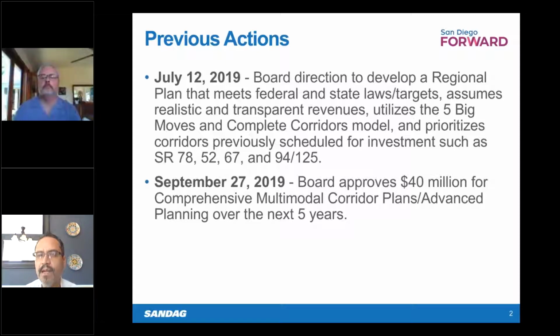Then in September of 2019, the board approved and allocated $40 million for updating of the corridor plans, or development of comprehensive multimodal corridor plans, over the next 5 years on 12 corridors throughout the San Diego region.